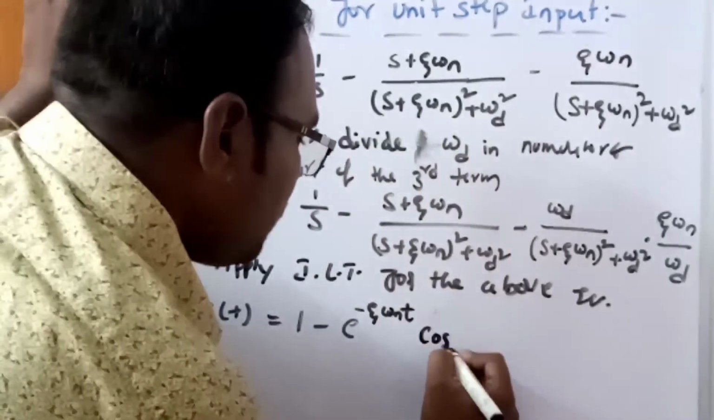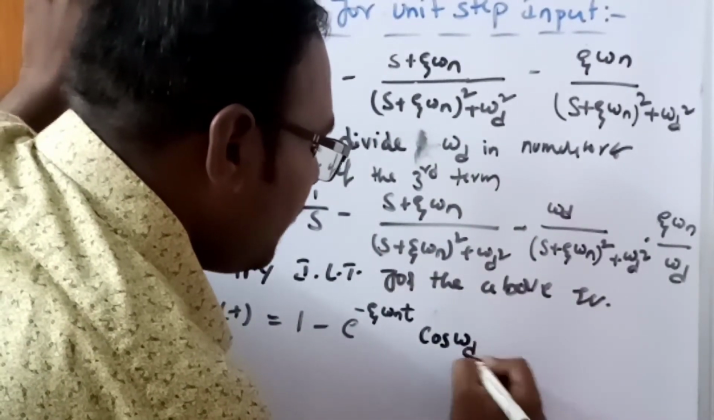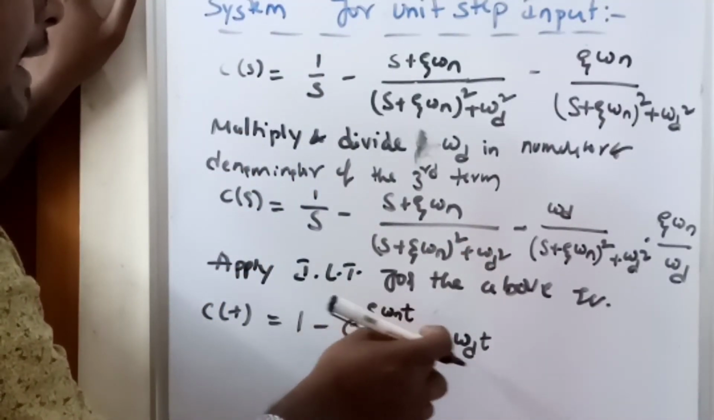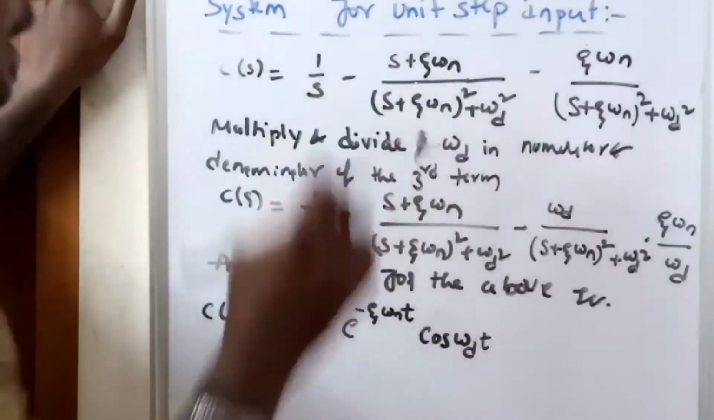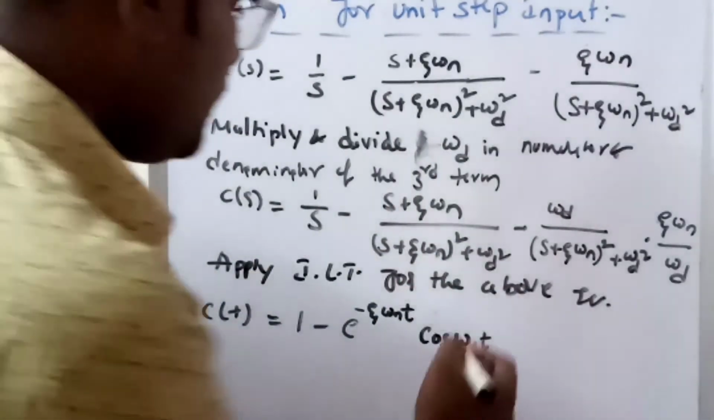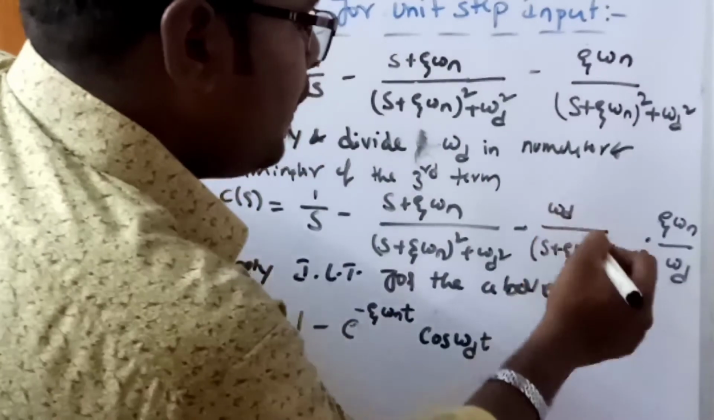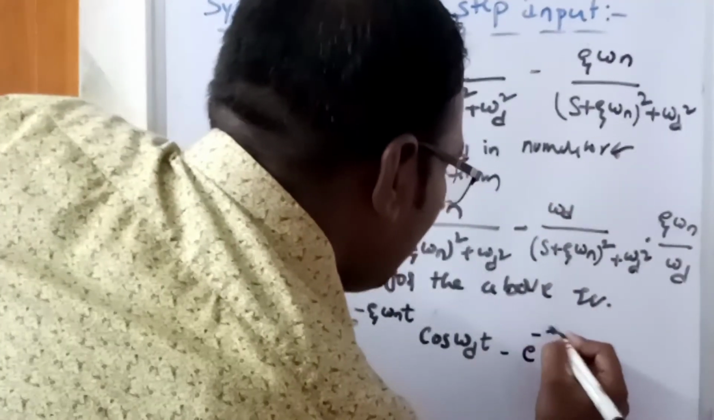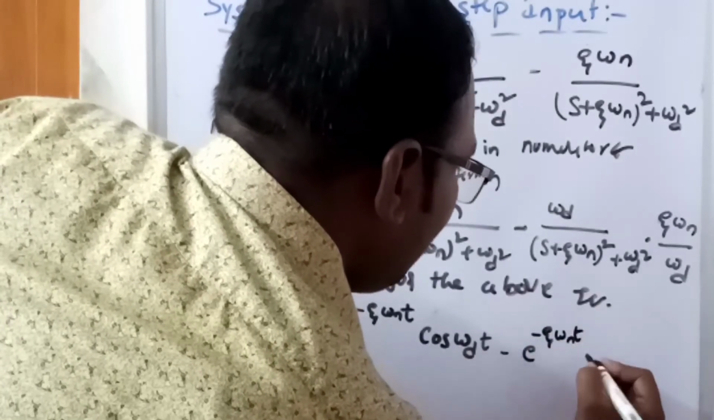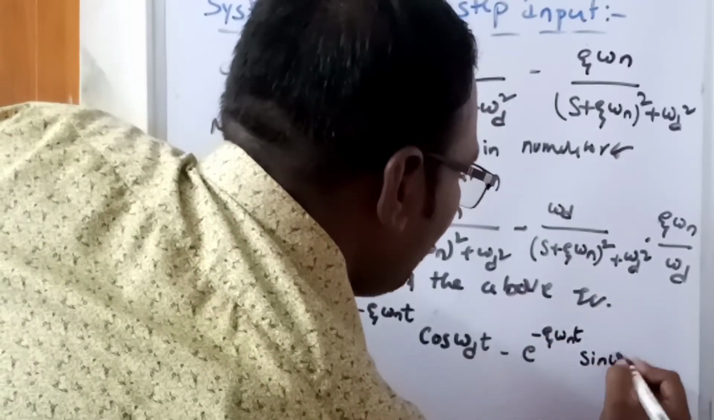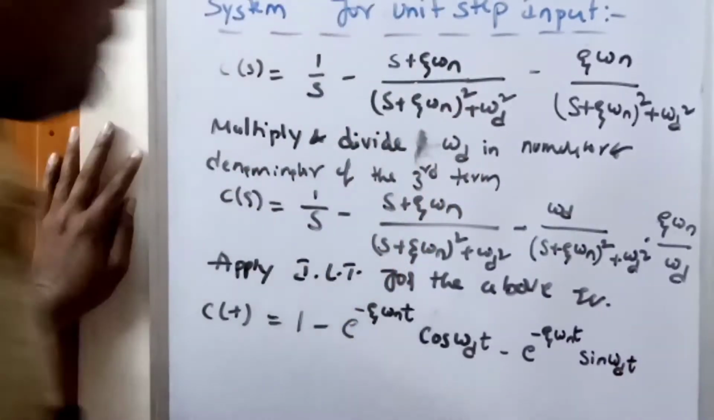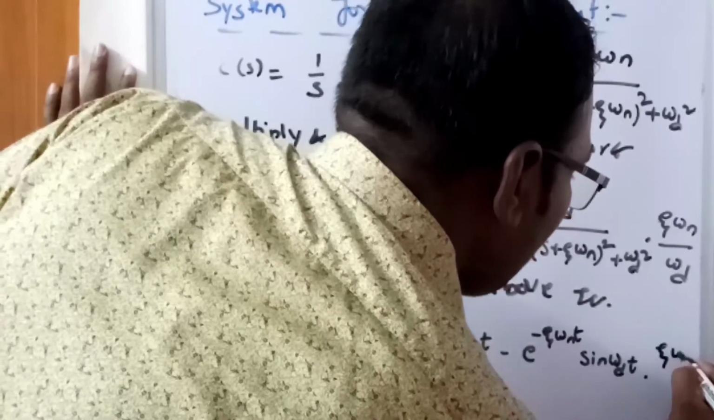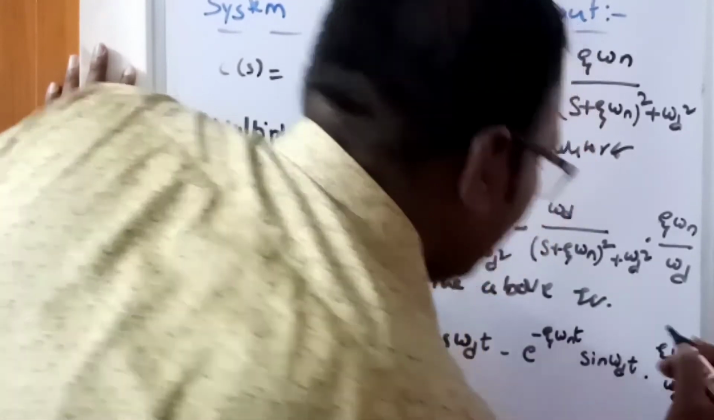And cos omega d t is the formula. Why? Because e power minus at into cos omega is the formula. And omega by (s plus a) whole square plus omega square is the formula for e power minus zeta omega n t sin omega d t. Into zeta omega n by omega d.